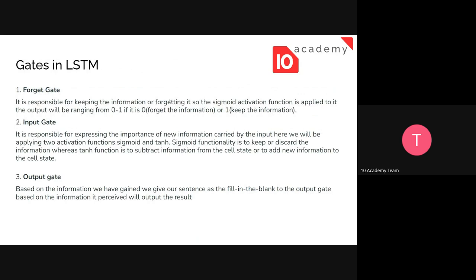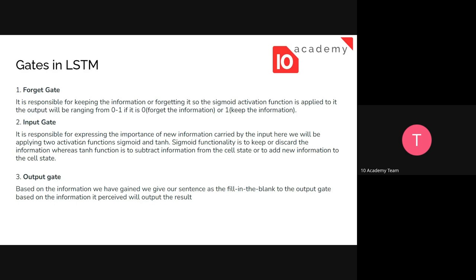So there are gates in LSTM that help us to do that: the forget gate, the input gate, and the output gate. The forget gate is responsible for keeping the information or forgetting it, so the sigmoid activation function is applied to it, which means the output will range from 0 to 1. So we have just one output. According to our RNN, we're going to make some backward propagation so that we can add this effect for the next estimation or prediction, right? So here, what amount of that data are we going to forget or keep?